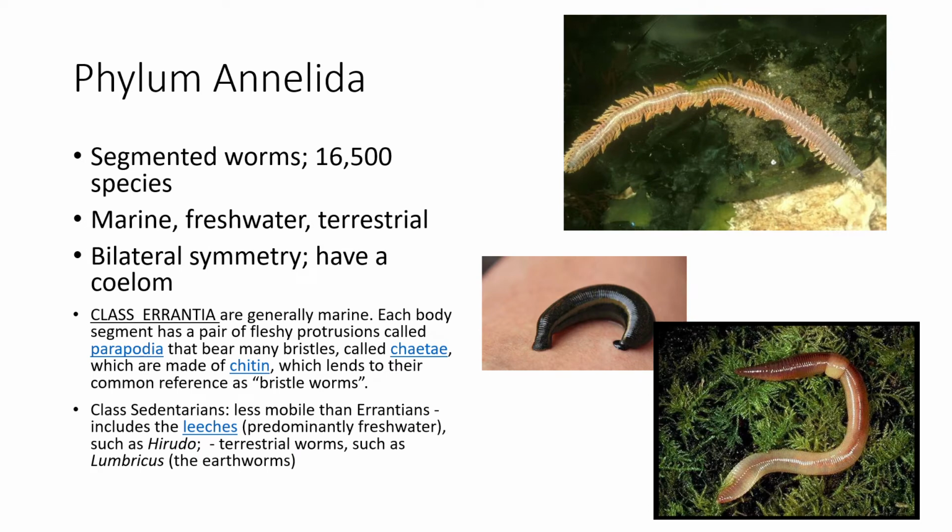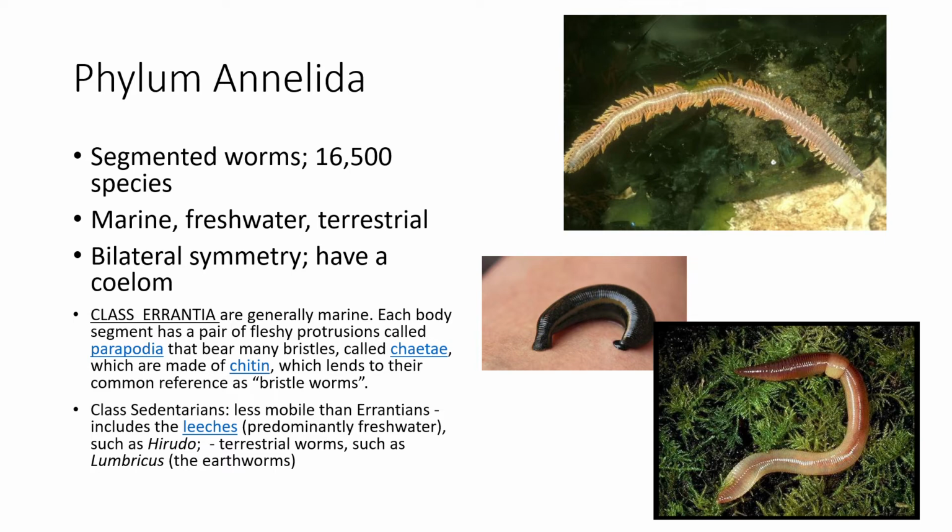Phylum Annelida. They're composed of rings. These are like our ringed worms. And if you look closely at the pictures and the ones that you see in lab, you'll see those little concentric rings that form their body. 16,500 species. You have them in the ocean, you have them in freshwater, you have them terrestrially. They are bilaterally symmetrical and they have a coelom.